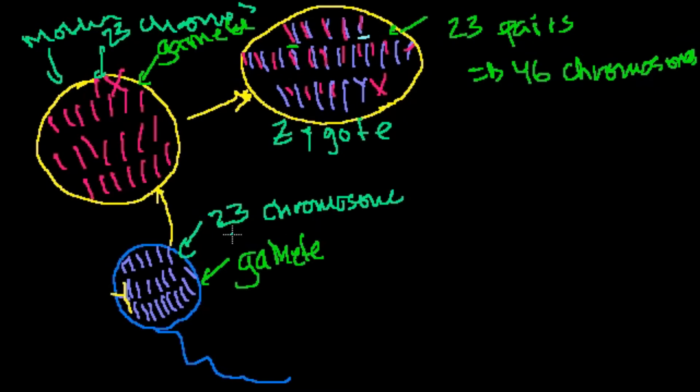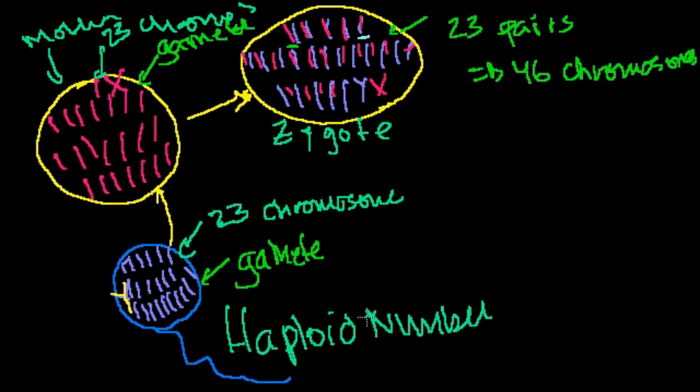So when people talk about half the number of chromosomes, they say it has a haploid number. And that literally just means half the number of chromosomes. It's very easy to memorize, because haploid starts with the same two letters as half. Haploid number for humans is 23 chromosomes.